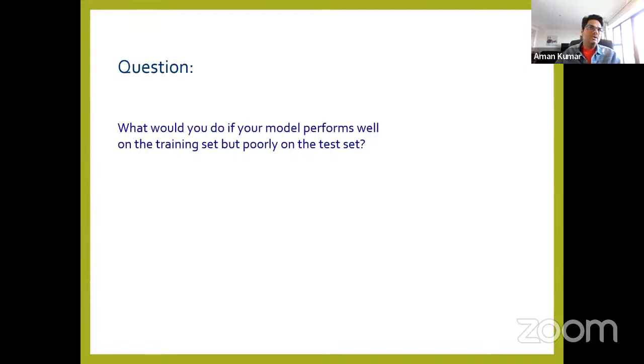Will you say to the interviewer one word, overfitting? What will you say? And if you say overfitting, then it's also a wrong answer. The interviewer is asking you what would you do, and when you say overfitting, that is a phenomenon, not an action that you will take, right? You have to understand the intent. If you understand the intent, you can easily frame your answer.